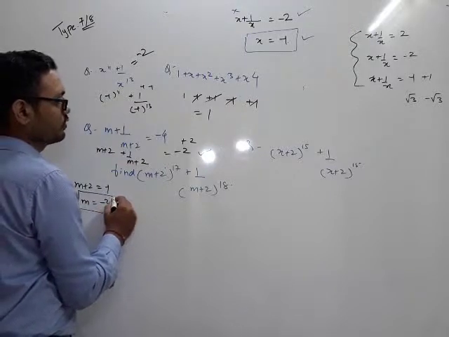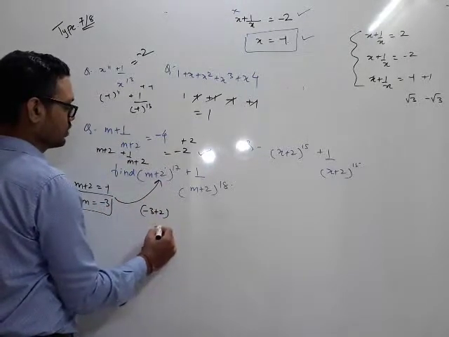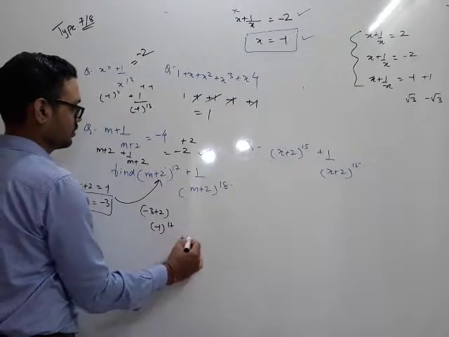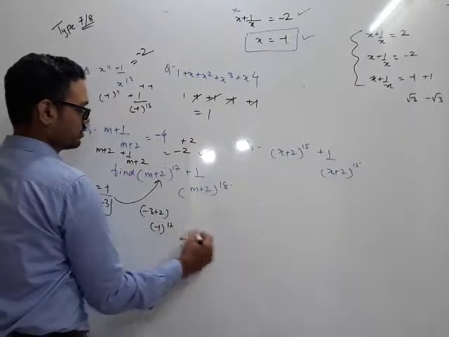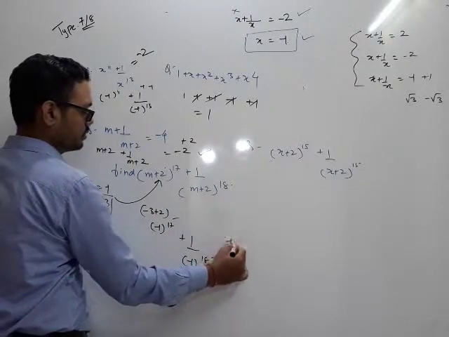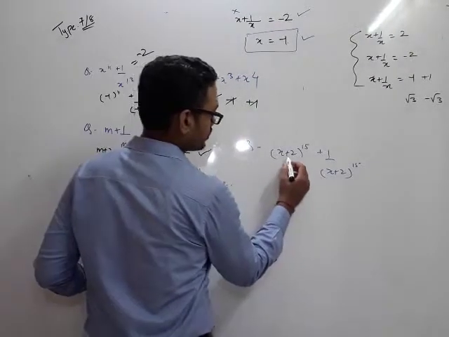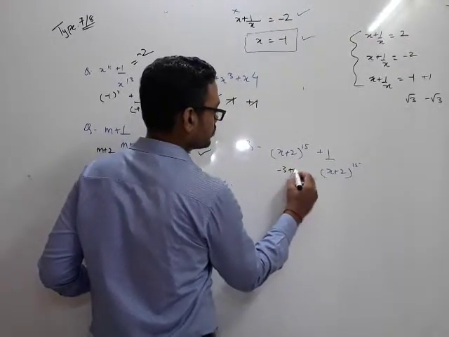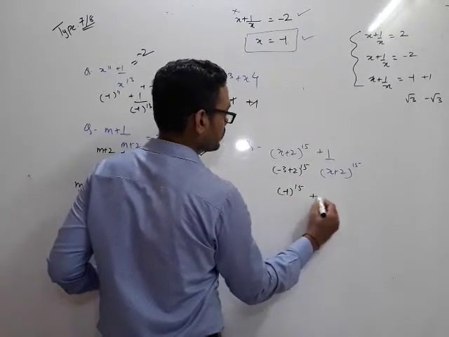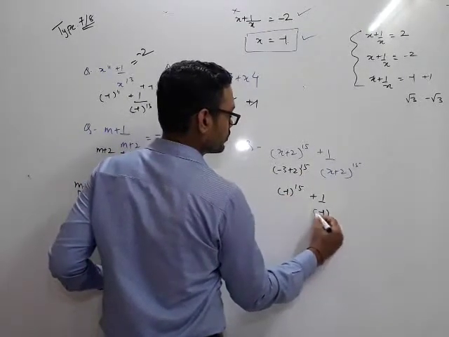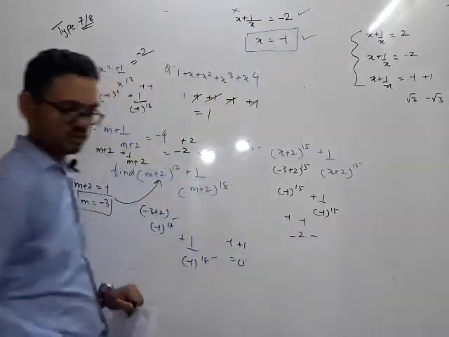Substitute the value of m over here. So minus 3 plus 2 is minus 1, raised to 17 plus 1 upon minus 1 raised to 18. So it is odd power, even power, minus 1 plus 1, answer is 0. Similarly over here, minus 3 plus 2 raised to 15, which is minus 1 raised to 15, plus 1 upon minus 1 raised to 15. So minus 1 minus 1, minus 2 is the answer.